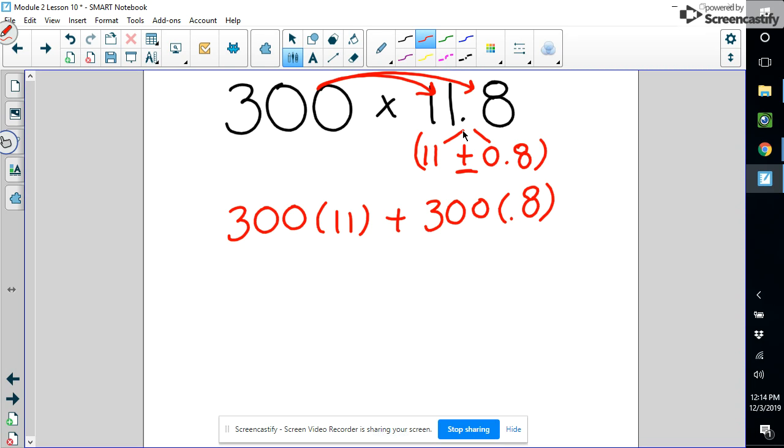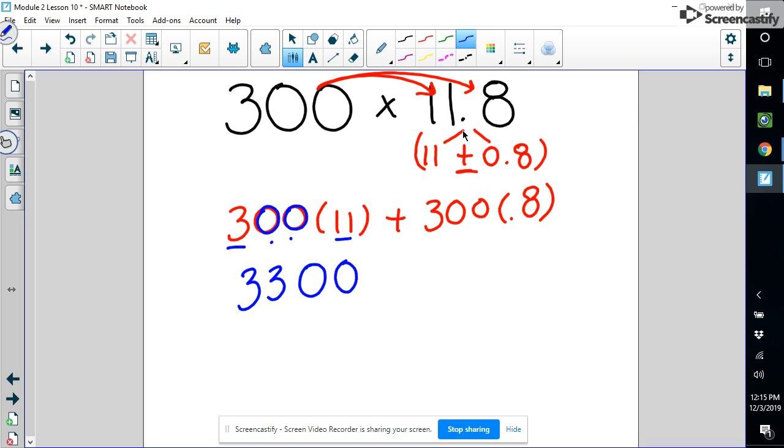I have 300 times 11 plus 300 times 8/10. When I do my math, because of the zeros at the end, it's again going to be a quicker problem to solve. So when I have my two zeros there, I can ignore them in the beginning. I'm just going to do 3 times 11 is 33. I'm going to add my two zeros back on to get 3,300. So 300 times 11 is 3,300.